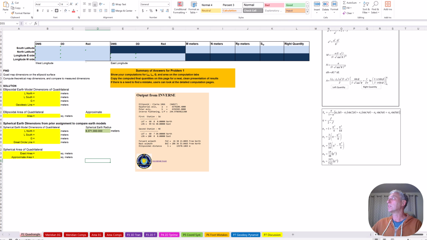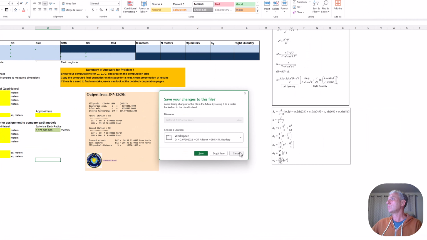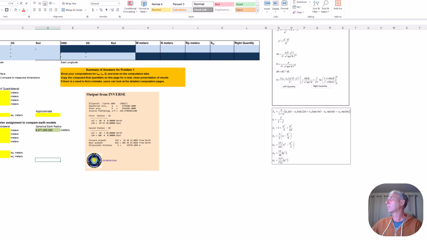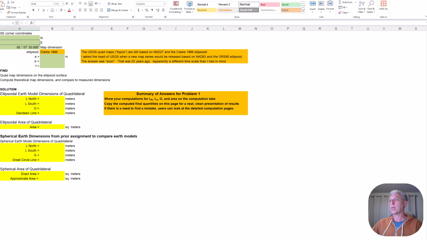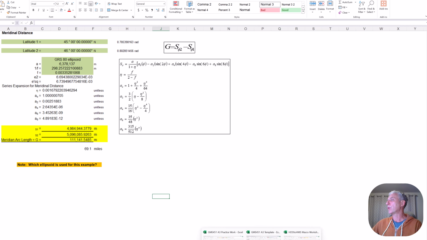The template actually has a separate tab. And what's really nice is there are examples here that you can try to reproduce the numbers. Oh, before I go on, let me give you another quick tip.